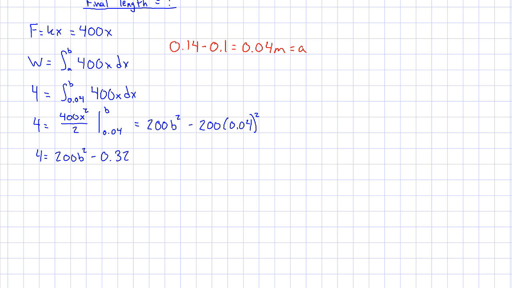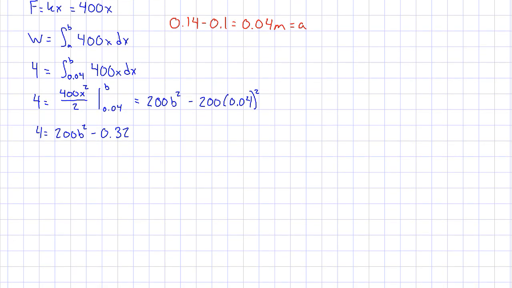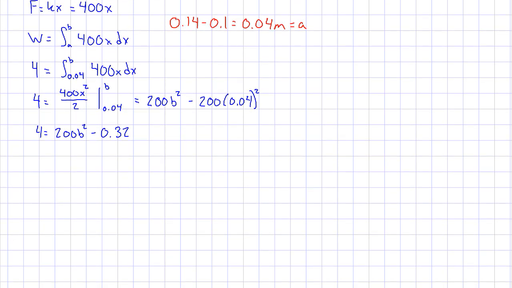I'm in business now because I have a single equation and a single unknown that I can solve for. So I'll add the 0.32 to both sides. I get 4.32 equals 200b squared. I'll divide by 200 on both sides. So I get 0.0216 equals b squared. And then when I take the square root, I get 0.147 equals b. So this is almost my answer.